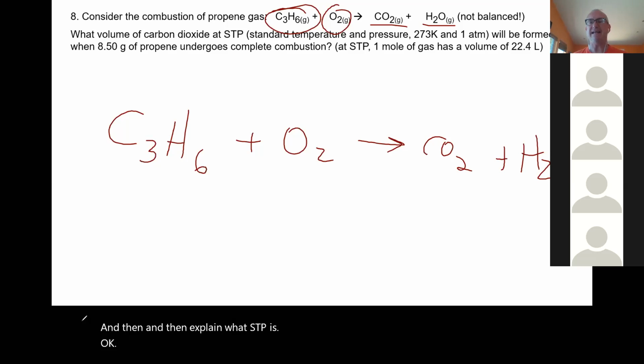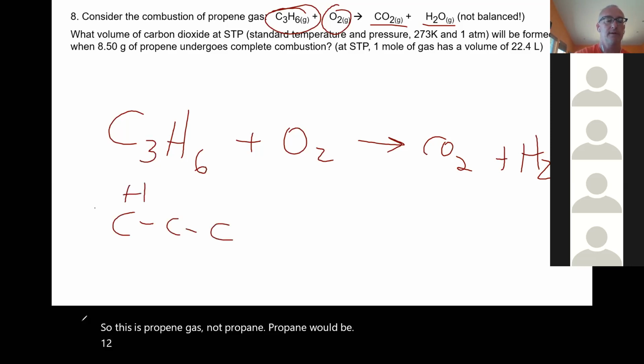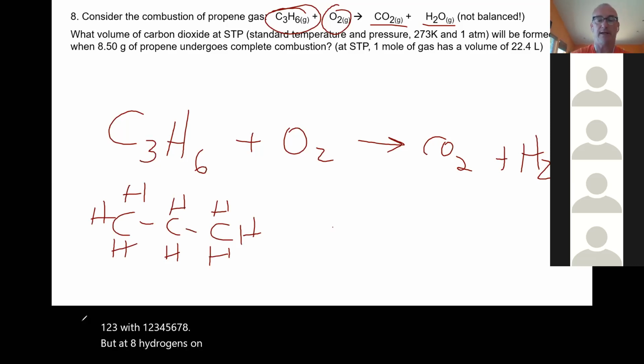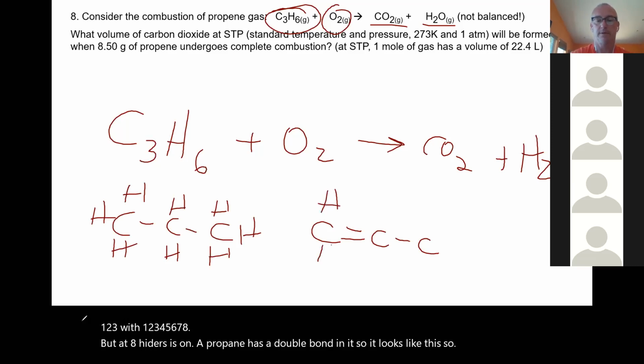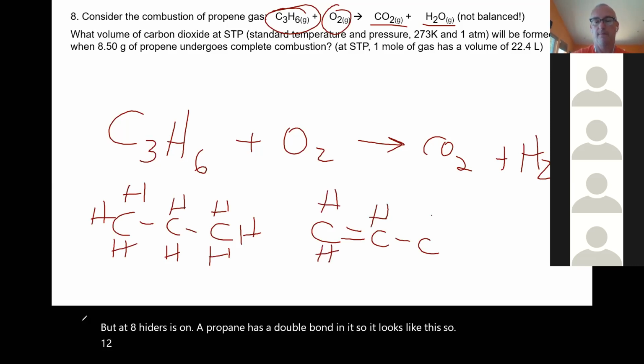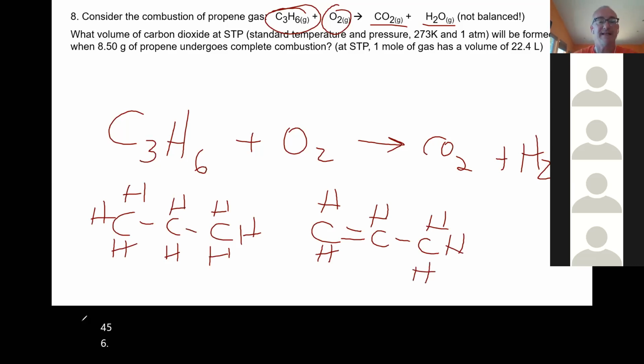So this is propene gas, not propane. Propane would be 1, 2, 3 carbons with 1, 2, 3, 4, 5, 6, 7, 8 hydrogens, so it would have 8 hydrogens on it. Propene has a double bond in it, so it looks like this, with 1, 2, 3, 4, 5, 6 hydrogens. So C3H6. And we're going to burn it in the presence of oxygen.